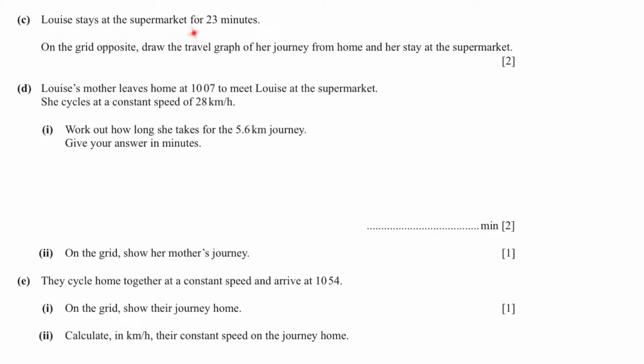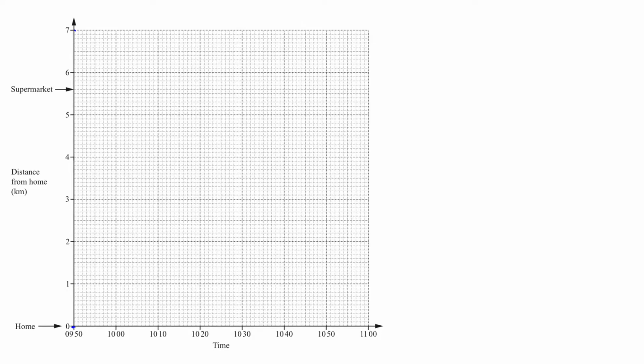Louis stays at the supermarket for 23 minutes. On the grid opposite, draw the travel graph of a journey from home and a stay at the supermarket. So this is the grid given to us. She starts at 9:55, so that is here, and she reaches the market after 15 minutes. So 10, 5, 10, and 15. She reaches at 10:10, and the distance is 5.6.